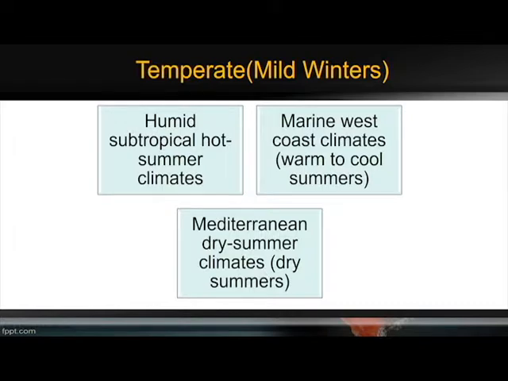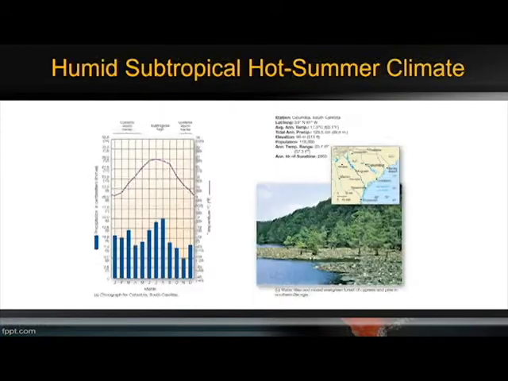So the first one, temperate, they call mild winters. So the subtropical hot summer climates, and we have marine west coast and Mediterranean types of climate. So the first one will be the humid subtropical hot summer type of climate.